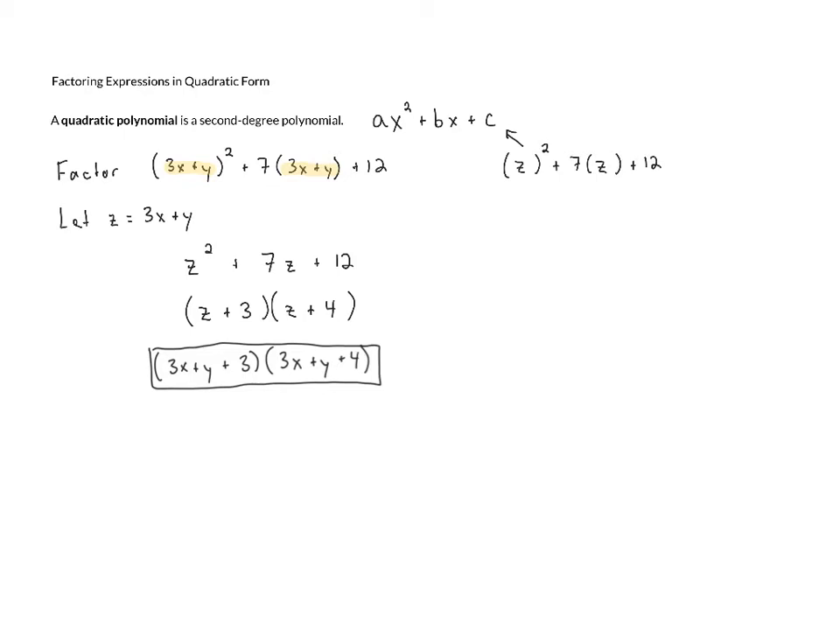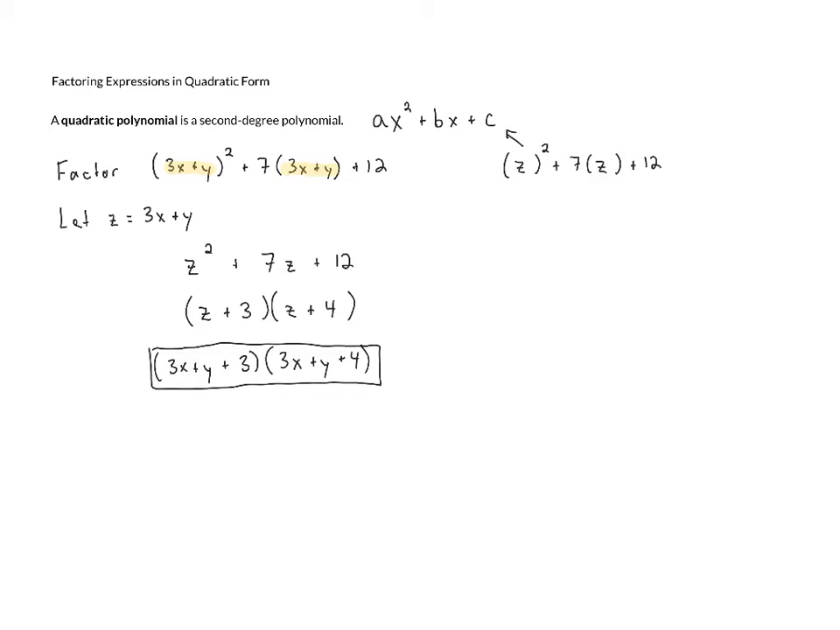It would have been incredibly difficult to get this answer without going through the process of making the substitution. If we instead tried to get rid of the parentheses by distributing the 7 and by squaring this expression, we would have ended up with something with lots of terms, and it would have been too difficult to factor. But by making this substitution, we end up with something that is not that bad.